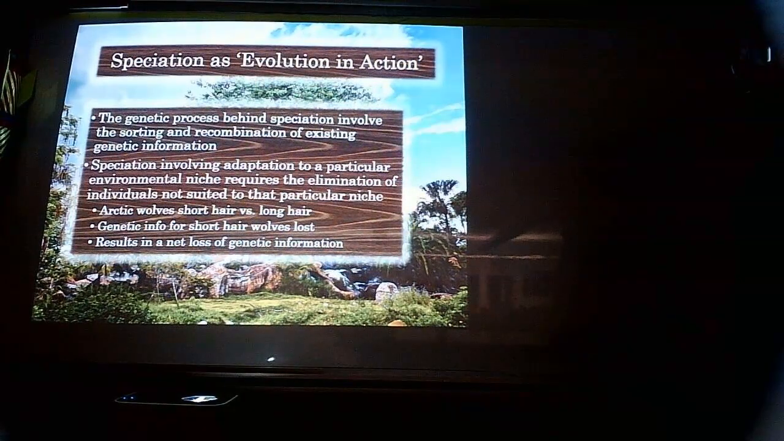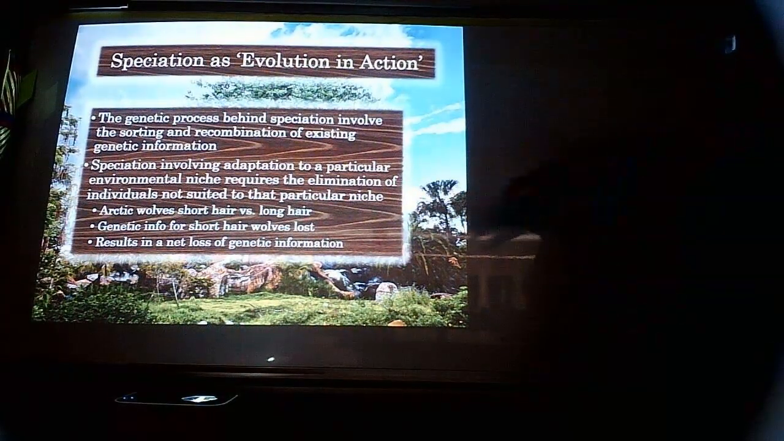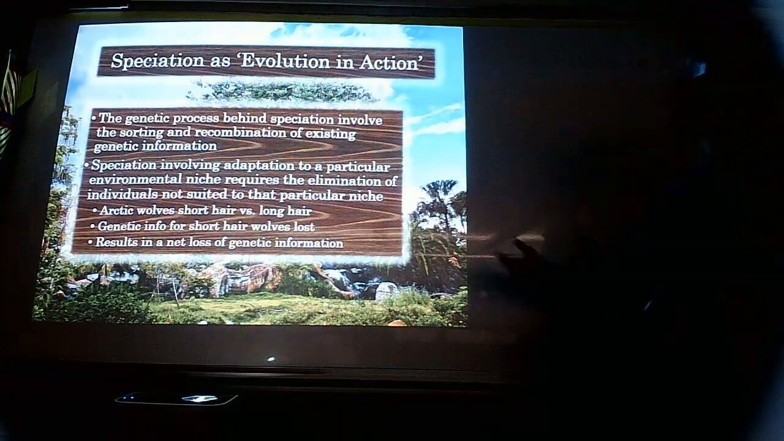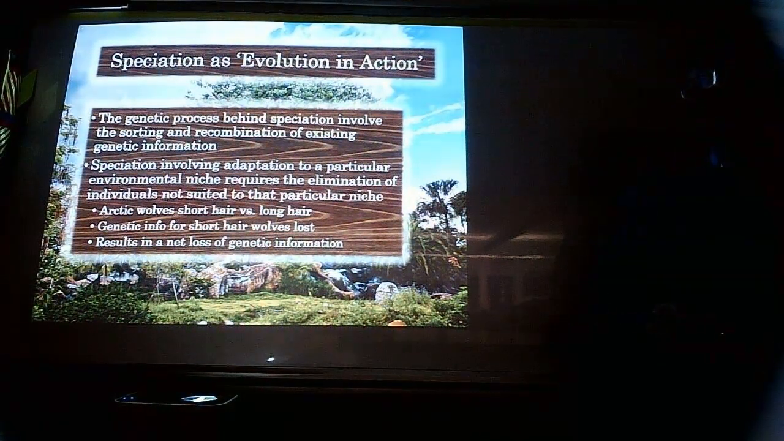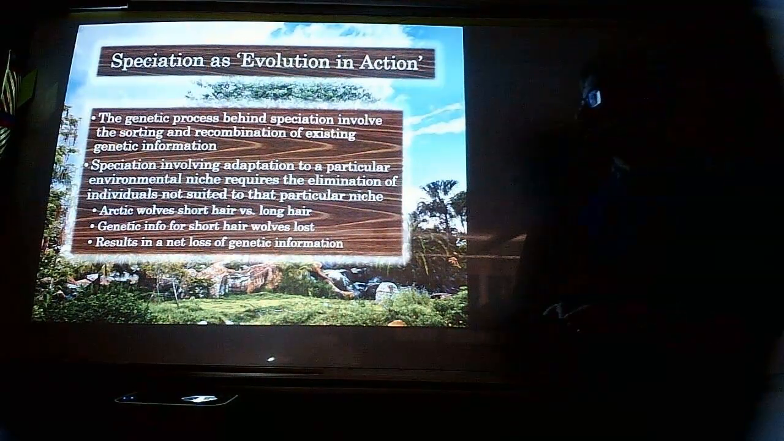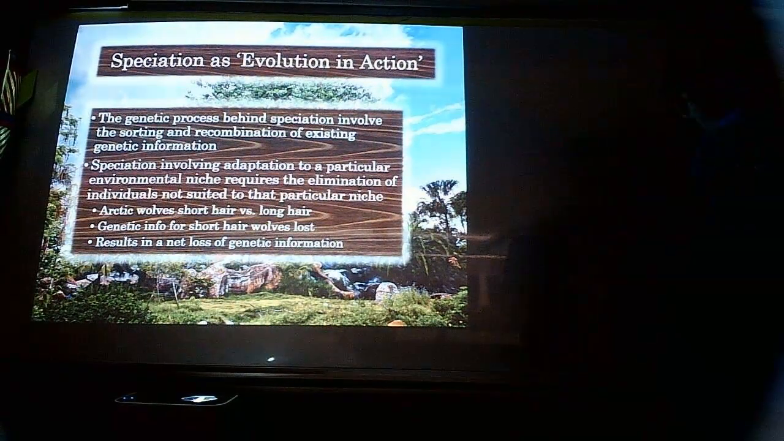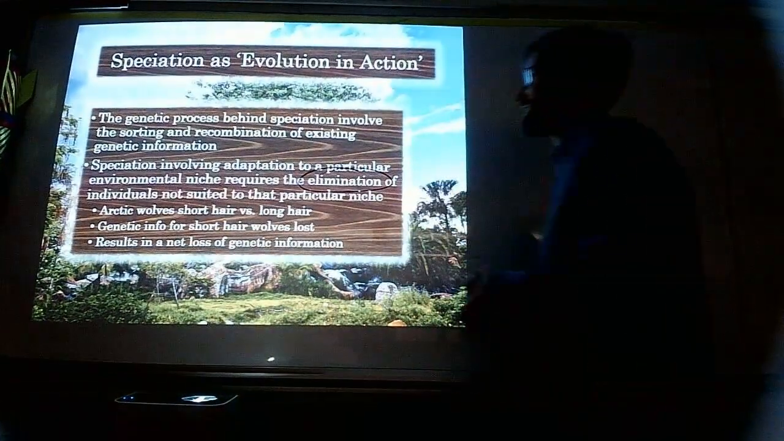So we've gone through many examples already, and I'm going to give one more for you here. The genetic process behind speciation, or natural selection, whatever you want to call it, involves the sorting and recombination of existing genetic information. Speciation involving adaptation to a particular environmental niche requires the elimination of individuals not suited to that particular niche. You don't have to write this down, but I'm going to circle a word that's super important.